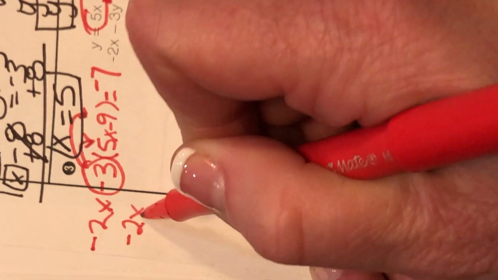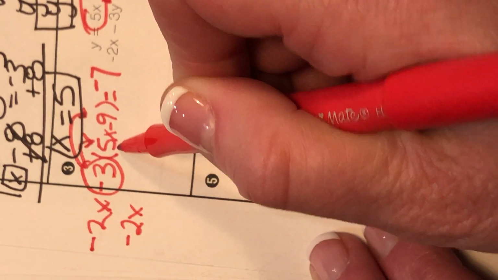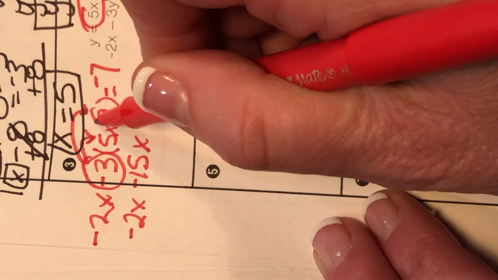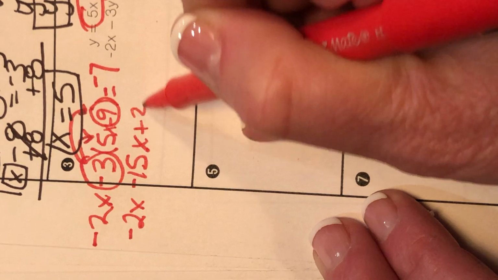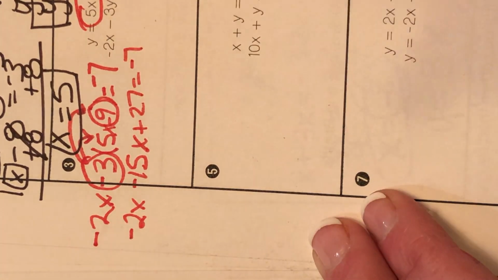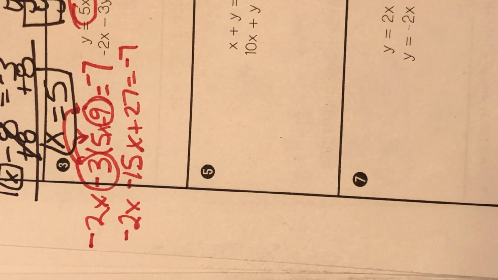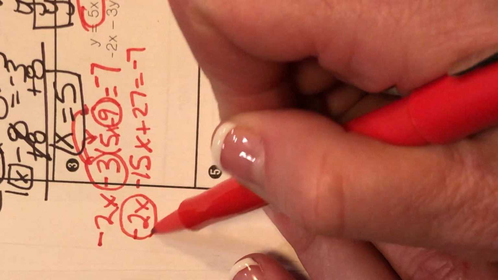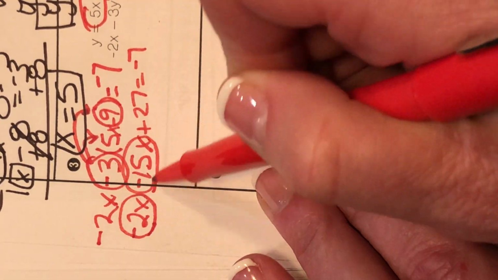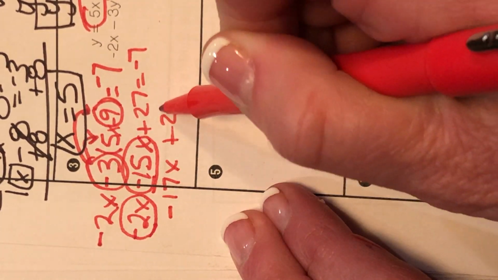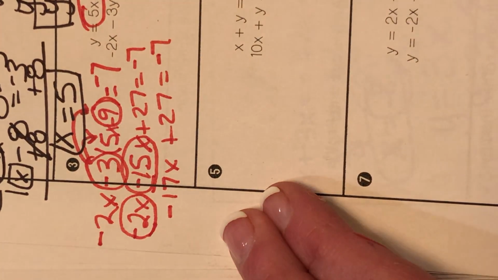So we have negative 2x. Negative 3 times positive 5x is going to give us negative 15x. Negative 3 times negative 9 is going to be positive 27. And that still equals negative 7. At this point, there's only one more thing that we have to do on the left side of the equation to simplify it, and that would be combining like terms. We have a negative 2x and a negative 15x, which is negative 17x plus 27 equals negative 7.